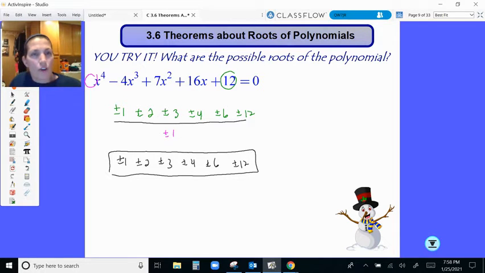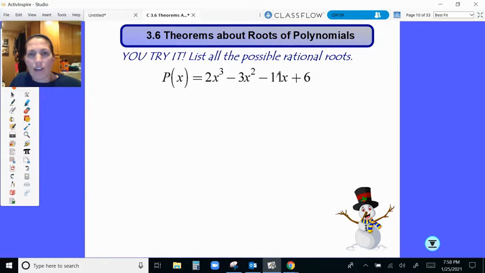Okay, we're going to try one more before we move on. And go ahead and pause this and see how you do with this one, because this one has a coefficient.